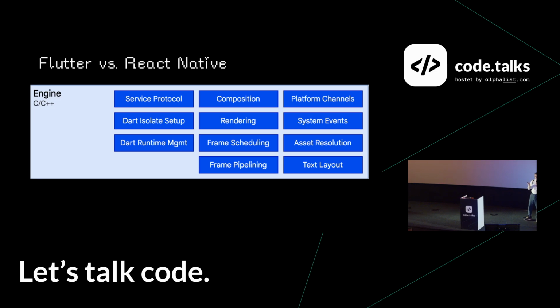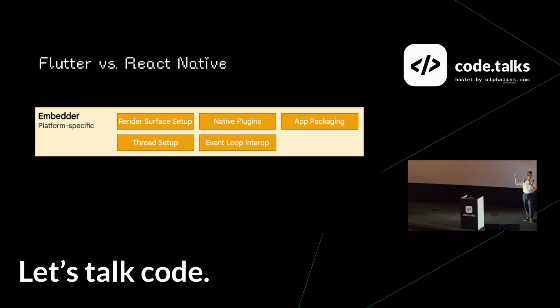Then we have the engine, a more low-level implementation that provides us rendering and the Dart runtime. And then we have the embedder. The embedder is responsible for native OS processes, and that's it.